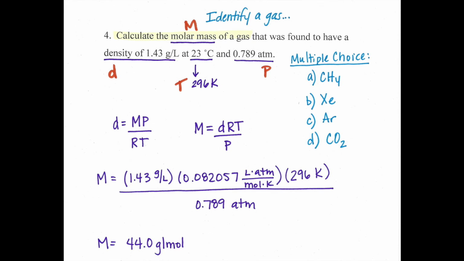As an alternative question, I could have asked you to identify the gas instead of asking you to simply calculate the molar mass. And if I asked you to identify the gas, you would need to calculate the molar mass and then look at the choices like you see here and compare your choices to your calculated molar mass. So if your choices were methane, xenon, argon, and carbon dioxide, you would have to calculate that the molar mass of methane is about 16. From the periodic table, you see that the molar mass of xenon is about 131, and the molar mass of argon is about 40. When you calculate the molar mass of carbon dioxide, you get a molar mass of about 44, making it the best answer to that question.